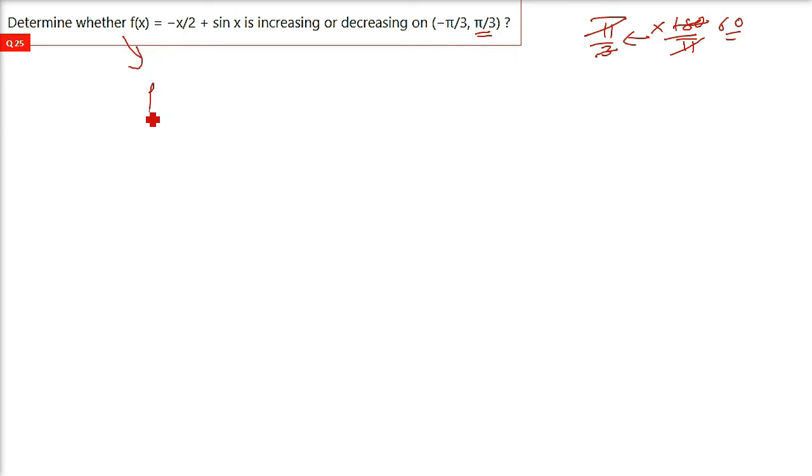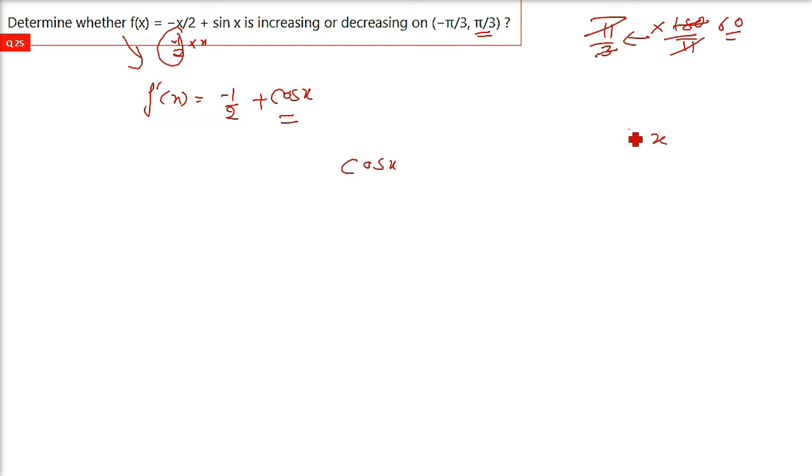First thing we'll do, we'll just differentiate. So this f dash x is going to be minus x by 2. This minus 1 by 2 is a constant already, so you just have to differentiate x. Differentiation of x is going to be 1. Sin x will be cos x. So you have cos x minus 1 by 2. So we'll start with cos x.